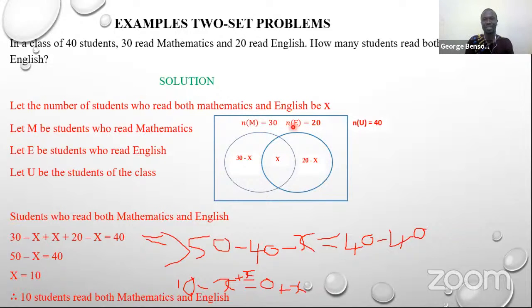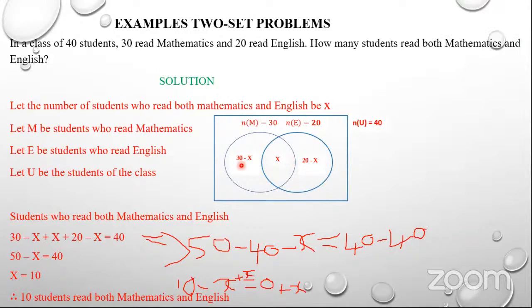And the same thing applies here. Either I simply write E into bracket 20, or I write N of E is equal to 20. But whatever approach you choose must be the same for all of them. So for example, you see N of M equals 30 here, N of E equals 20, and N of E equals 40. Then, since we are not giving those who do read both English and mathematics, we let X represent that. So we put X here.